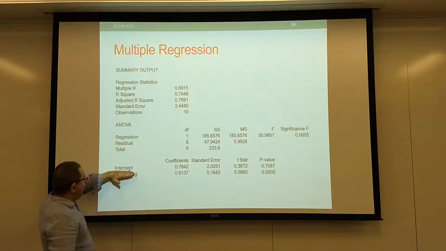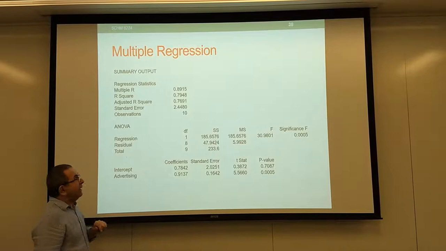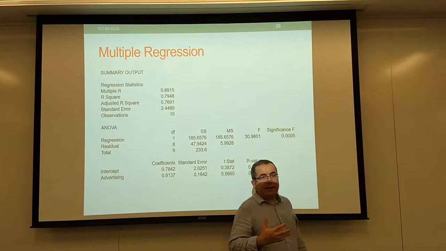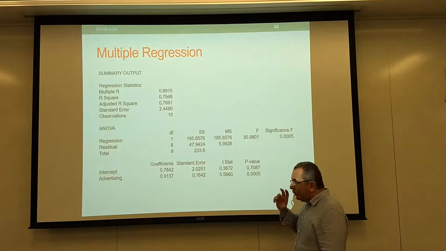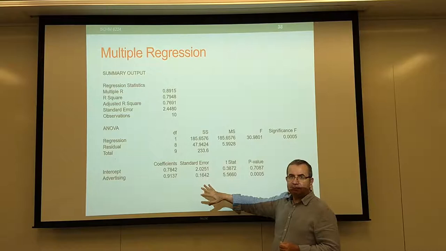So we can estimate the following regression model where sales is the dependent variable, and here you have the intercept alpha and you have advertising. So in this model we're only considering advertising, okay? And advertising explains, R squared is 0.79, 79% of the variation in sales. Okay, so a huge portion of the variance in sales is explained by advertising. Okay, here we're not considering price. So now let's consider price by itself.